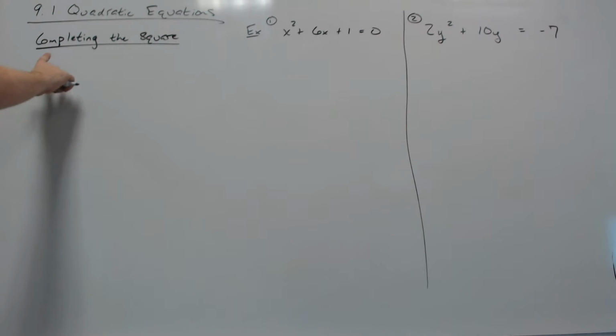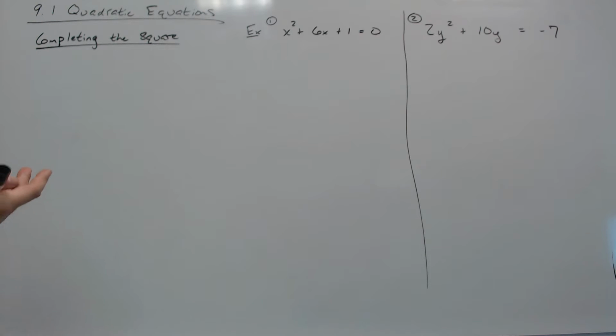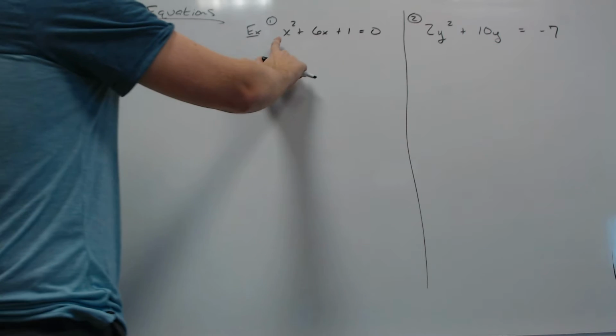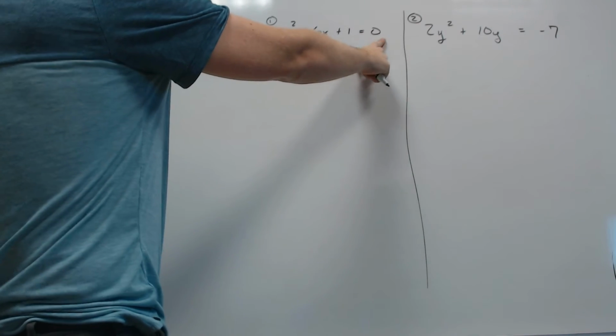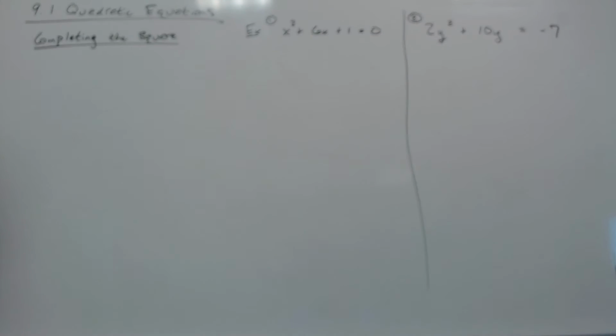So again, this method is called completing the square, and the setup is important for completing the square. It's got some very strict guidelines in order to start. It's kind of like factoring. In order to factor, it needed to be in standard quadratic form. We always needed to make it equal to 0 before we started factoring and solving.